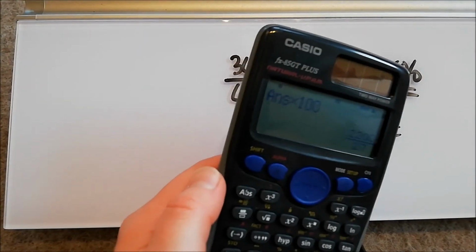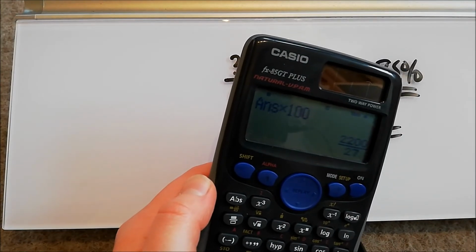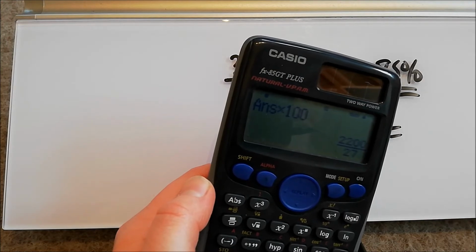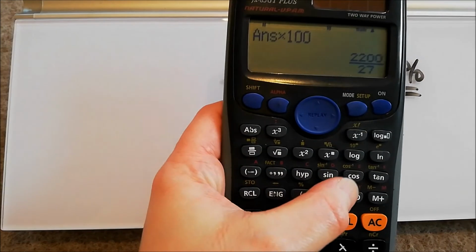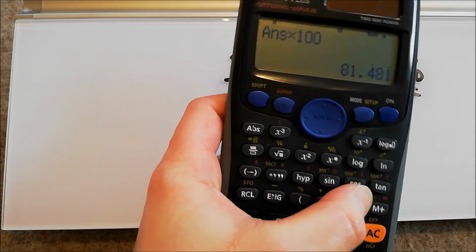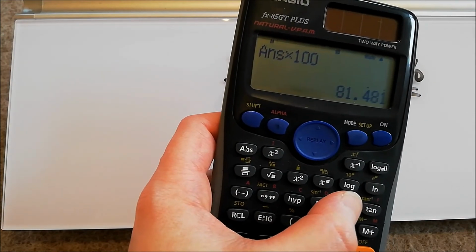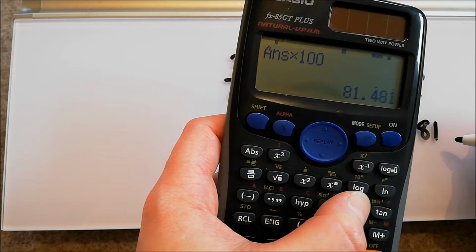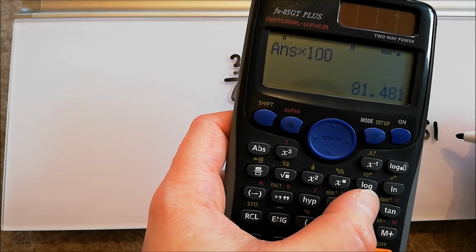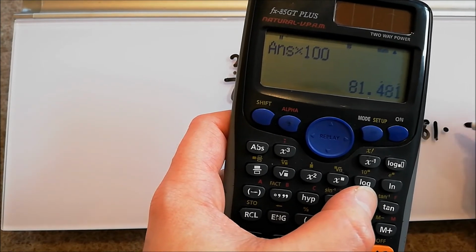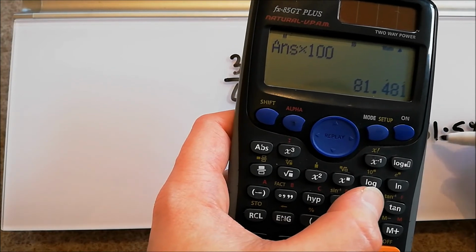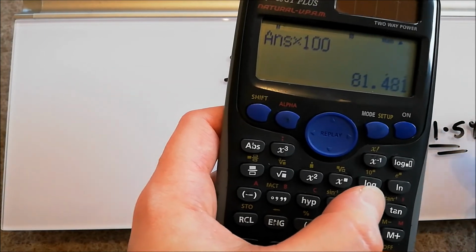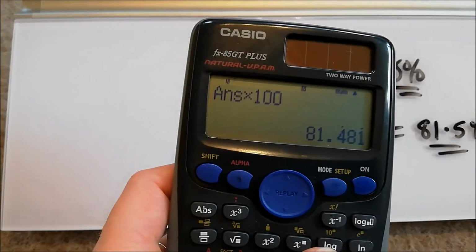And that, in the first instance, gives me a fraction like that as an answer. So if I then press that S to D button, it gives me a decimal instead, and I would just round that to whatever degree of accuracy was appropriate for the question or whatever they'd asked for. So here I might choose 81.5%.